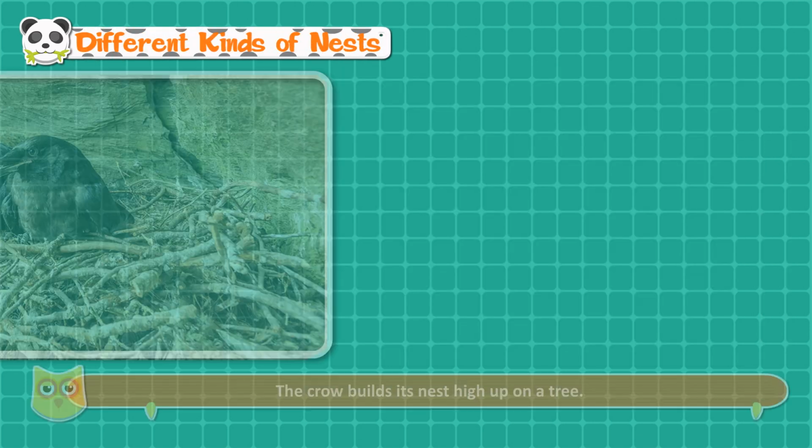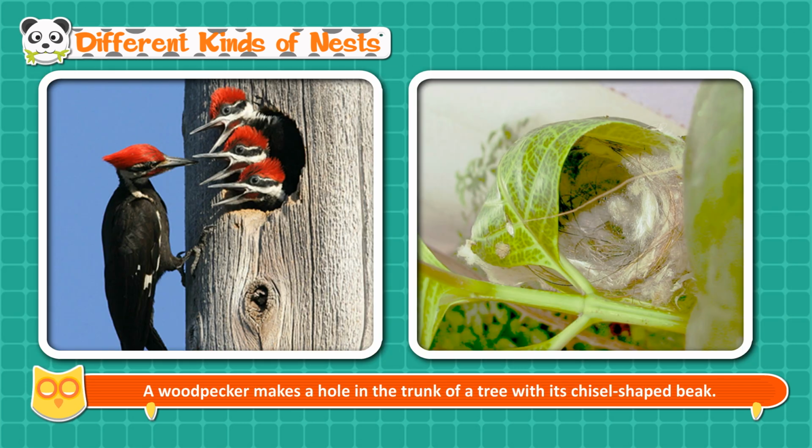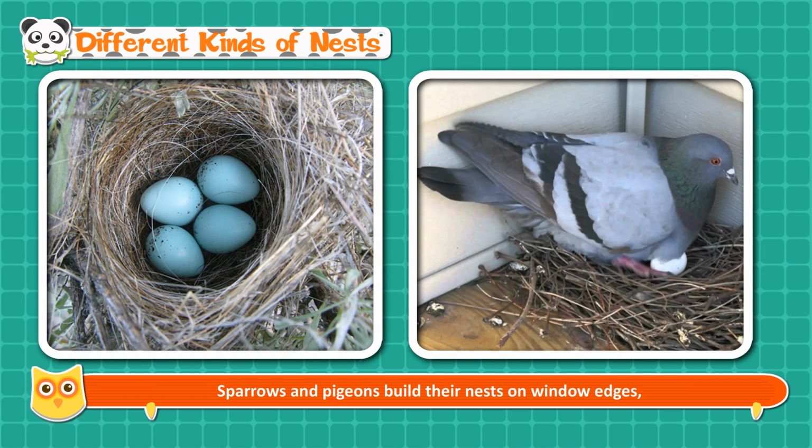Different kinds of nests. The crow builds its nest high up on a tree. A woodpecker makes a hole in the trunk of a tree with its chisel-shaped beak. The tailor bird makes its nest by sewing leaves together, using its sharp beak. It lays its eggs in the fold of the leaf that it has made. Sparrows and pigeons build their nests on window edges, ventilators, and even on ceiling fans. They use dry leaves and twigs to make their nests.